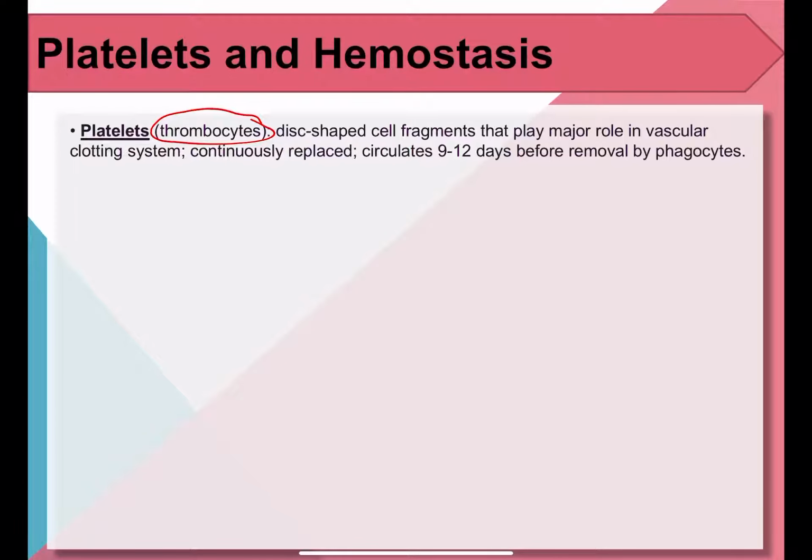They're disc-shaped cell fragments that play a major role in the vascular clotting system. They're, again, continuously replaced just like all the other blood cells. If anything, they survive even less than red blood cells, only 9 to 12 days before they're removed by phagocytes and replenished instead.